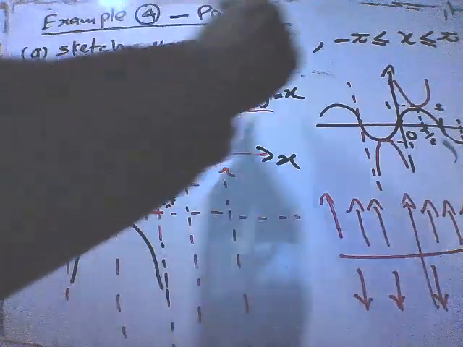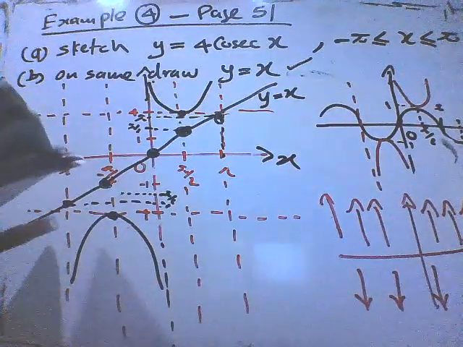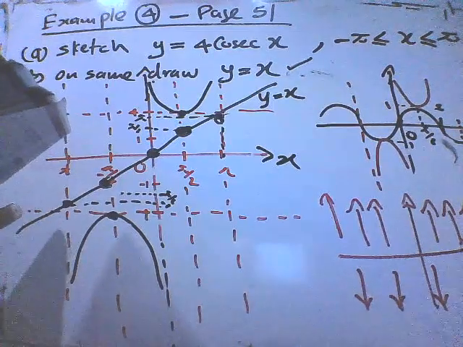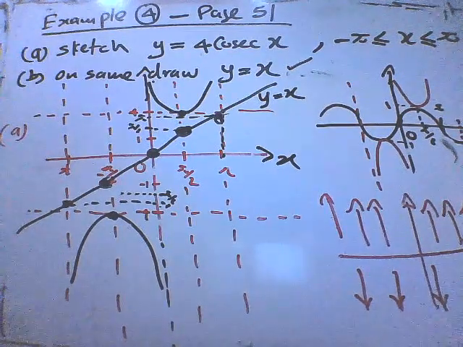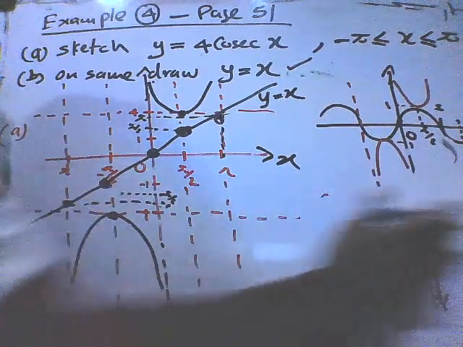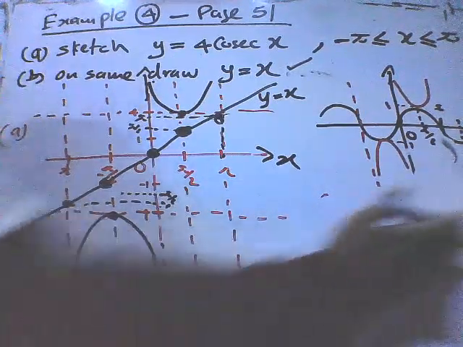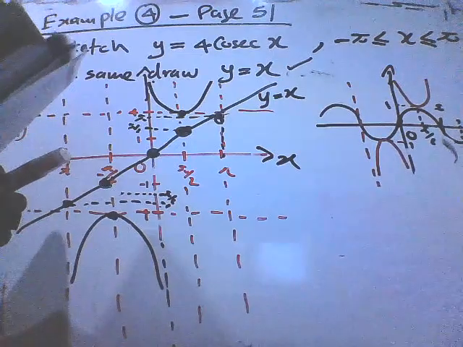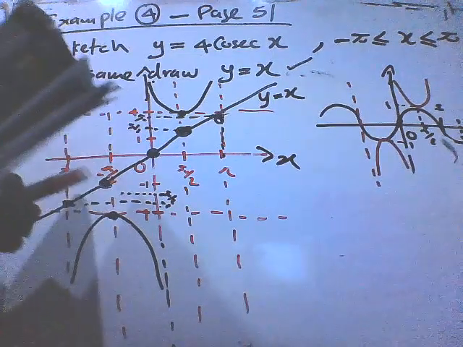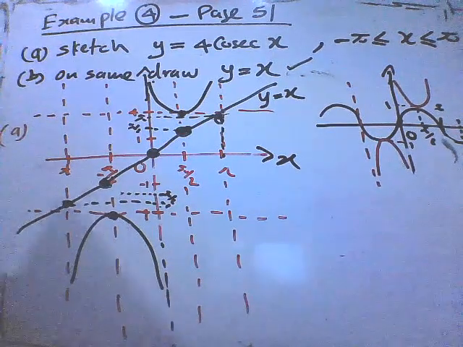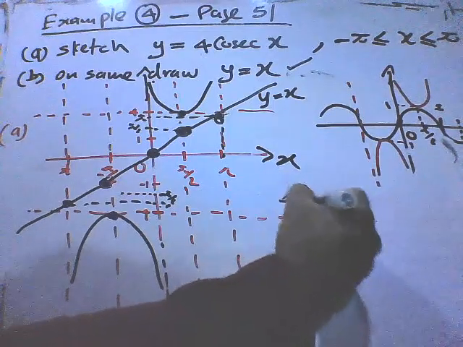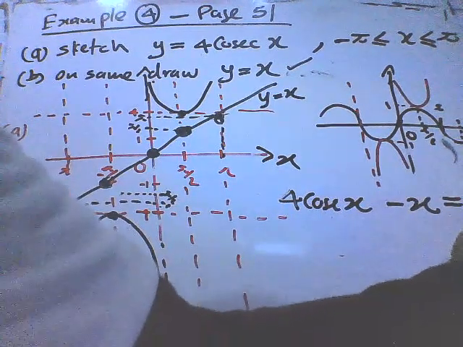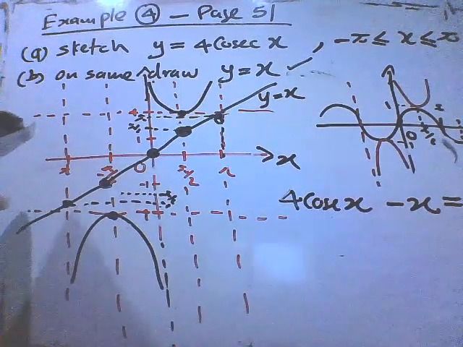So part B we also did on the same range. Now part C they are asking, what are the solutions, actually not the solutions but the number of solutions, of 4 cosec x minus x equals 0.